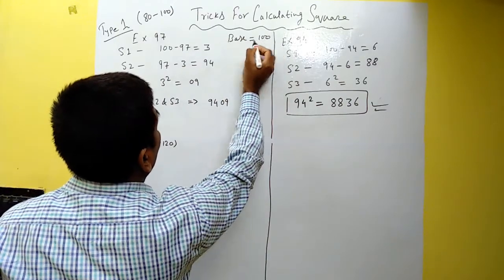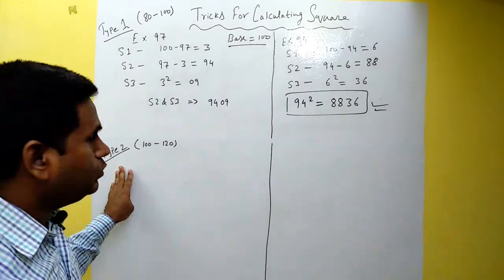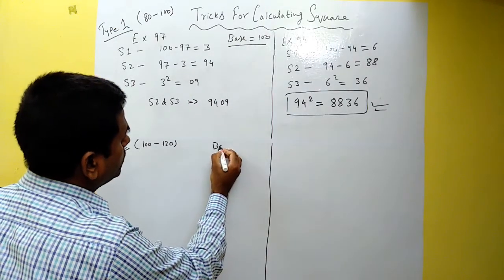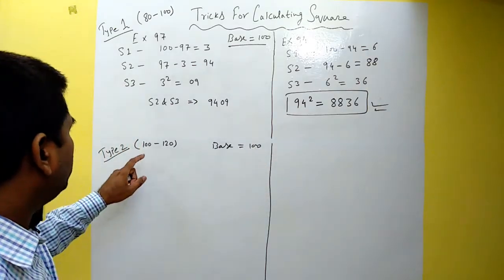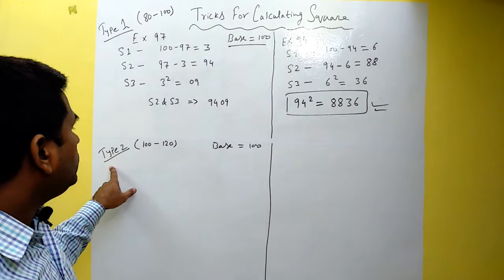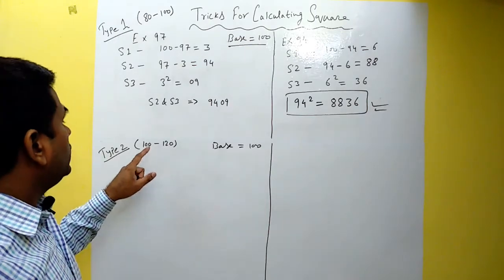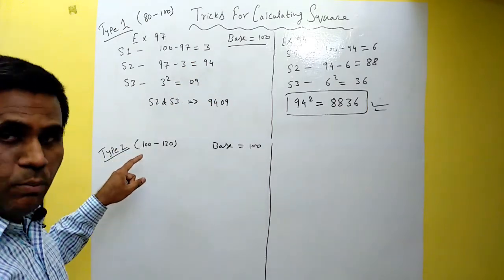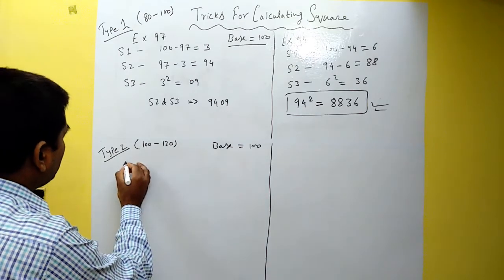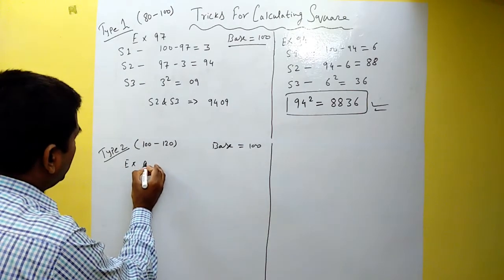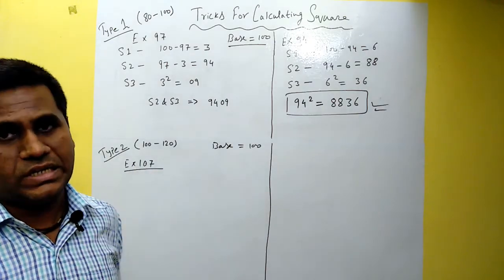Okay, now I will show you type 2. In type 2 also, we will consider 100 as the base, but there is a very minute difference. Using this type 2 shortcut trick, we can solve the square of numbers between 100 and 120. Let us take an example of 107. In this also we are going to use only 3 steps.